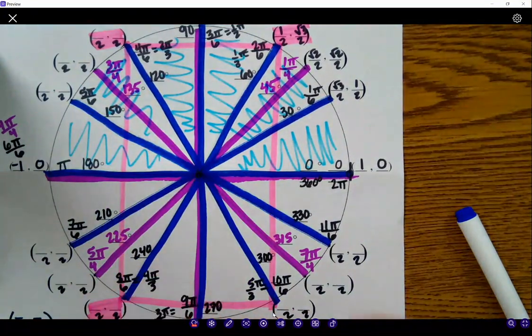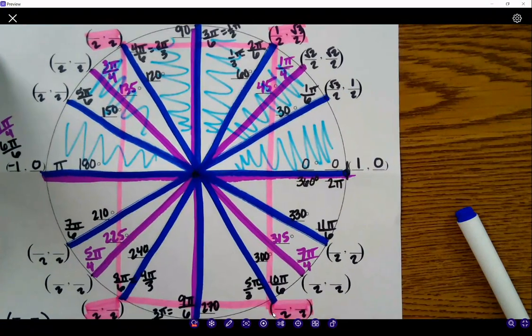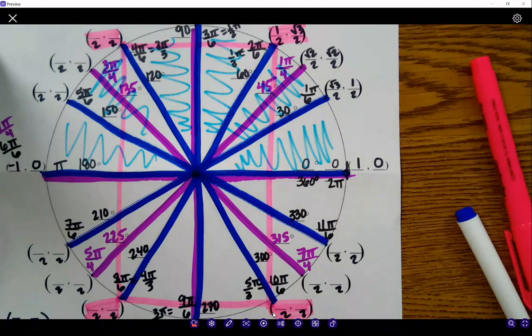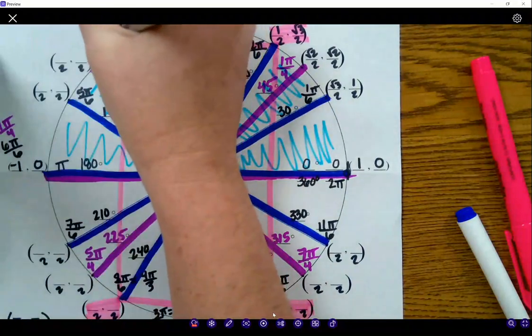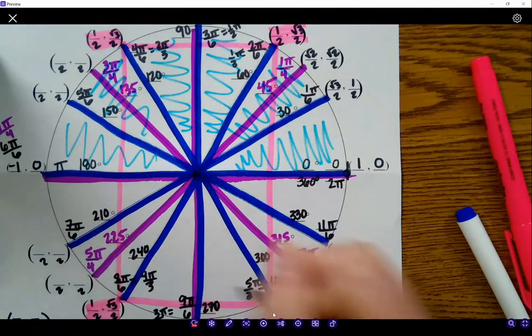My overall value of my x and y coordinates in each of these highlighted spots will remain the same. The only thing that's going to change is whether or not it's positive or negative. So in other words, every single ordered pair is going to have 1/2 comma square root of 3/2, but we need to determine which quadrant our x and y values are negative in.